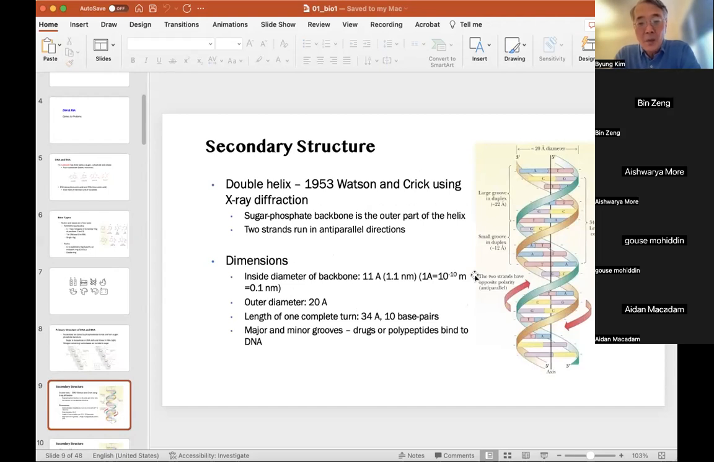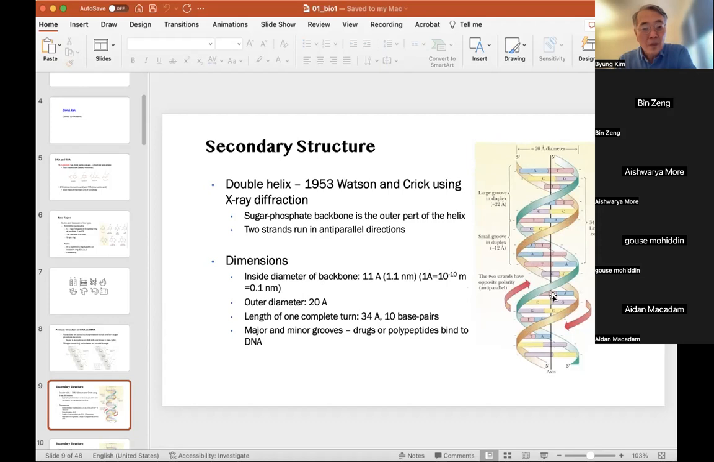DNA, we all know, has a double strand. The two strands go parallel, but in a helical fashion, and they are tied together between two bases from two different strands. This structure was first discovered by Watson and Crick in 1953, and they both got Nobel Prizes for their discovery.